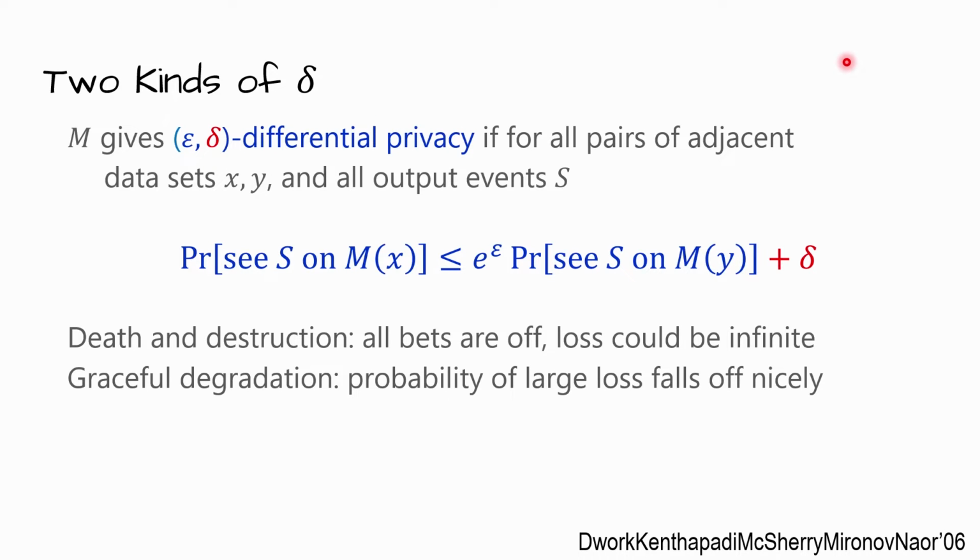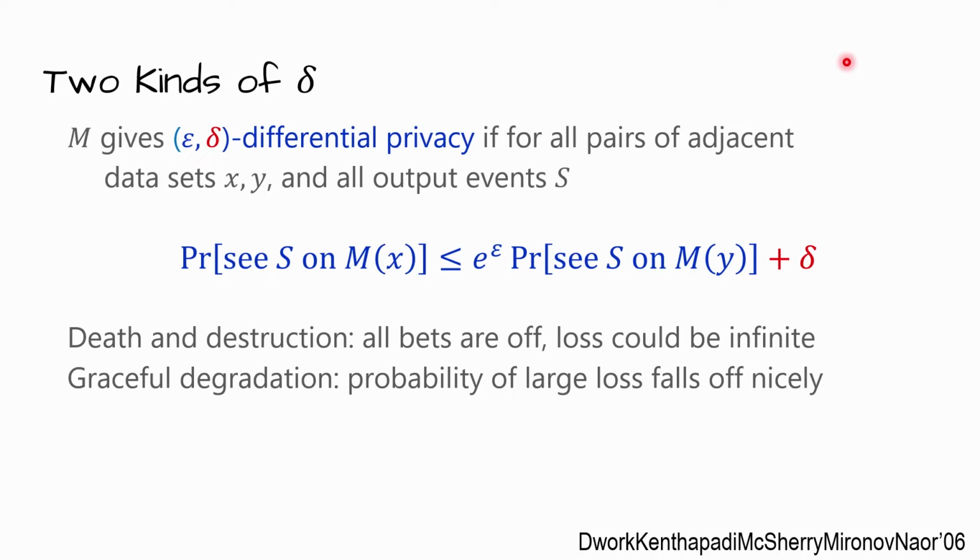Now, there are two kinds of deltas in the world. One kind is the so-called death and destruction delta, which says that with some small probability, anything goes. Privacy loss could be infinite. There are really nice reasons to do something like this. And if there's time later, ask me about them. But that's not where our focus is going to be for the rest of today.